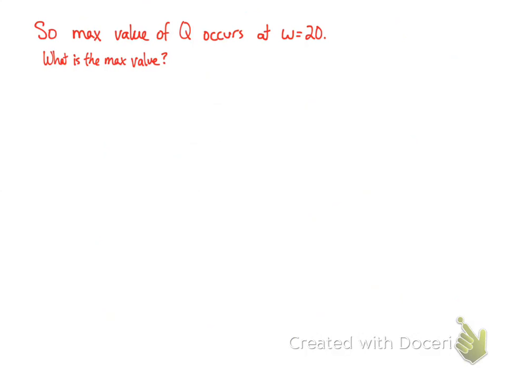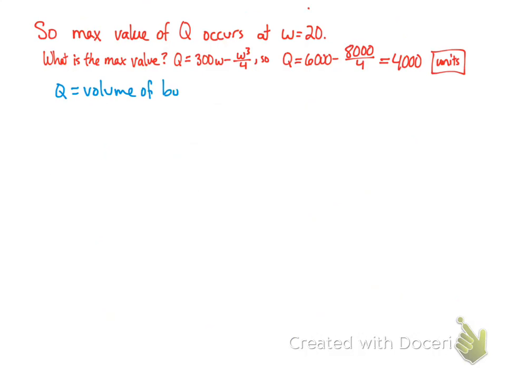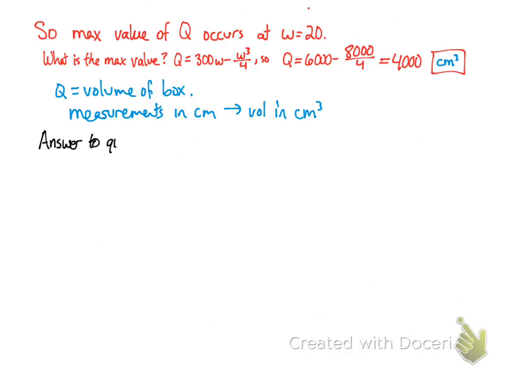So what is the maximum? Well, we plug w equals 20 into our formula for q. Q equals 6,000 minus 8,000 over 4, which is 4,000. And I need some units on that. Q equals 4,000 what? Well, Q is a volume, and in this problem measurements are in centimeters, so the volume will be in cubic centimeters. So Q is 4,000 cubic centimeters.